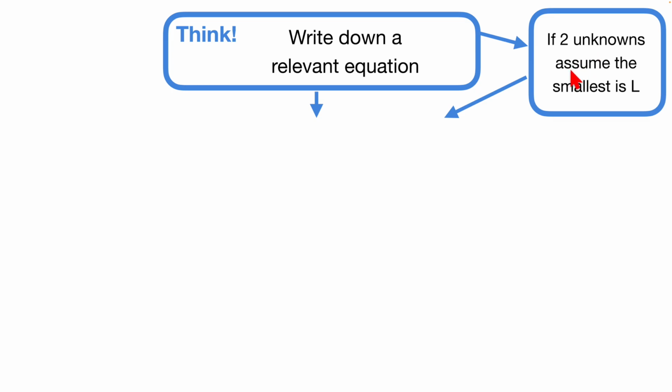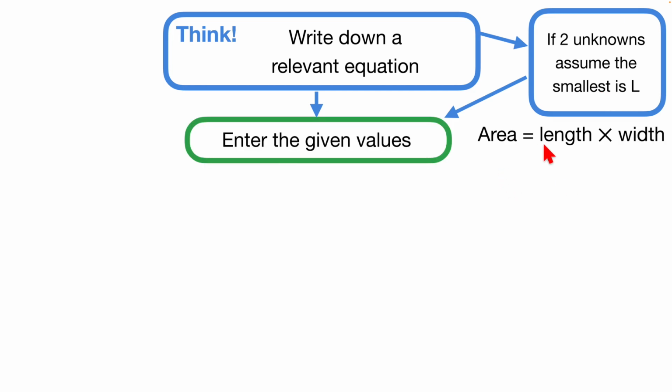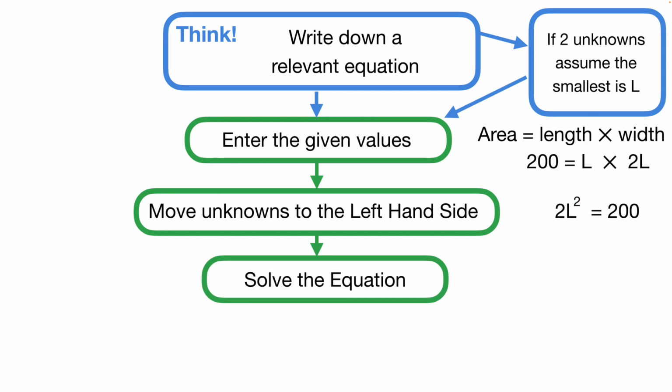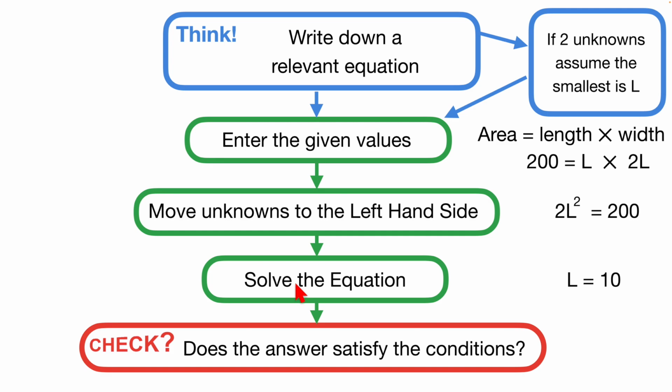If there are 2 unknowns, assume the smallest is L, or H, or whatever. Make your variable the smallest. So area equals width times height, for example, or length times width. Enter the given values: 200 equals L times 2L in our previous case. Move unknowns to the left-hand side. I just like it when the unknowns are over here. I just find it easier. And then solve the equation. Make L the subject. L equals 10. And check it. Does the answer satisfy the conditions? Hopefully it does. If not, go back and find out what you've got wrong.